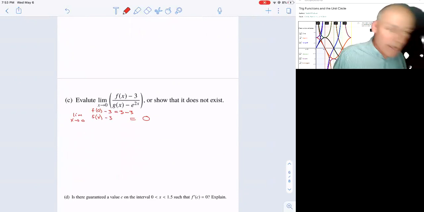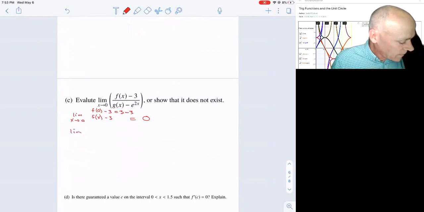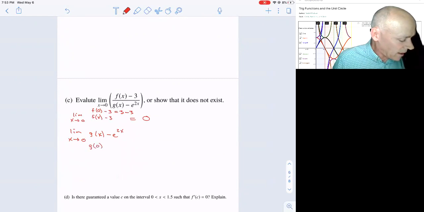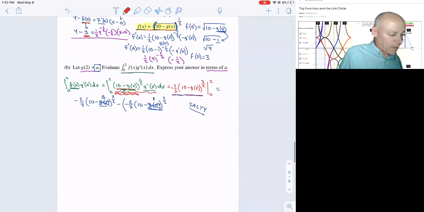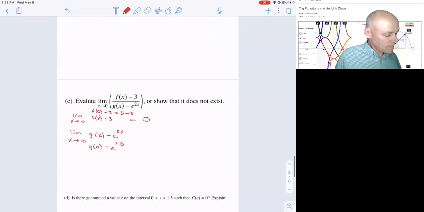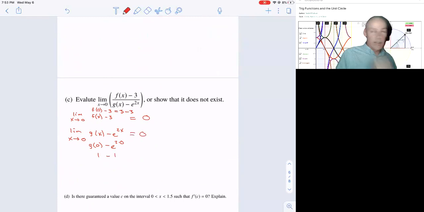So now I have to show a second limit expression for the denominator. Limit as x goes to 0 of g at x, just the denominator, minus e to the 2x. So that's going to be g at 0, I think I know what that is, minus e to the 2 times 0. Well, g at 0, yep, I remember it right here. There it is. g at 0 is equal to 1. So I get 1 minus e to the 0 power, which is 1. Wow, so look at that. That also evaluates to 0.